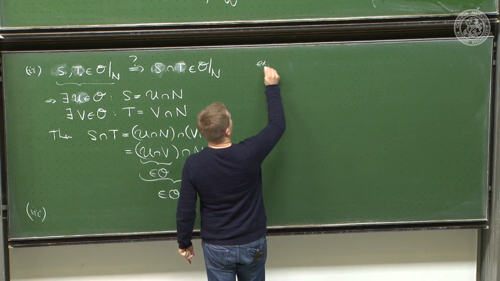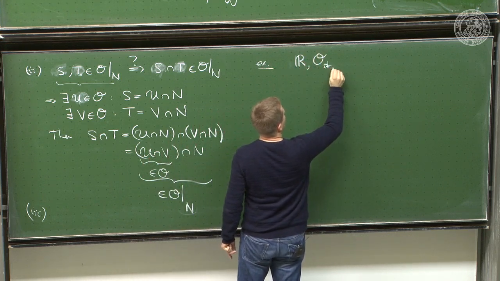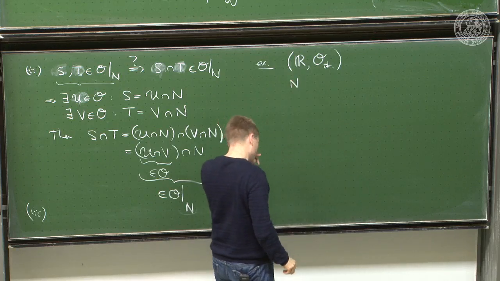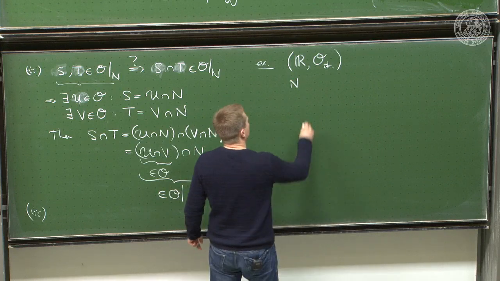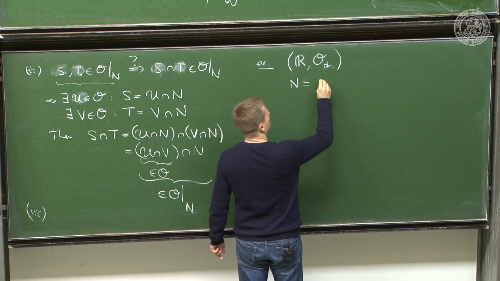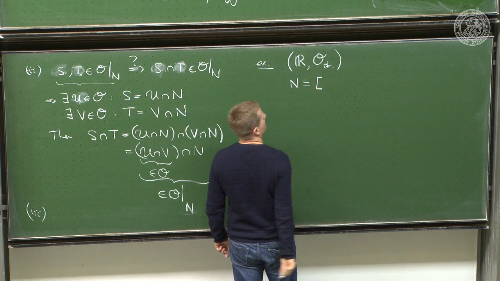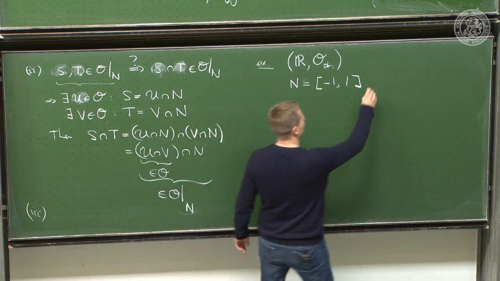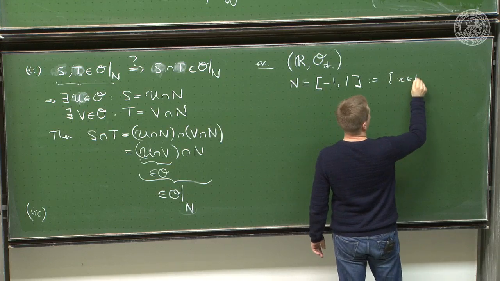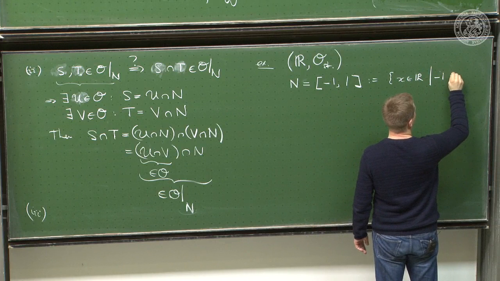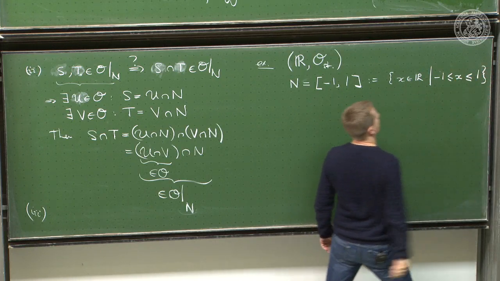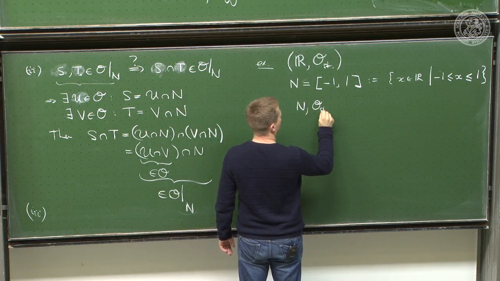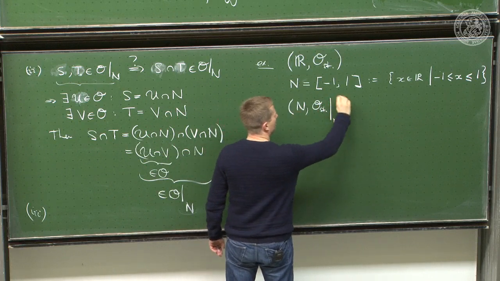So let's have one simple example. You can equip R with the standard topology. And then you can look at N, and what do I want to have? I want the closed interval, I use this school notation, of -1 to 1. Well, you know what set this is. Okay, I define it. So this is the set of all x in R for which we have -1 is less or equal x is less or equal 1. Okay, so we have this interval. And now we can equip this set N, obviously, with O standard, but then induced on N.